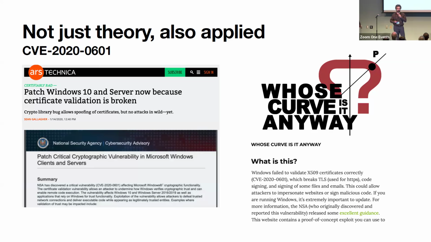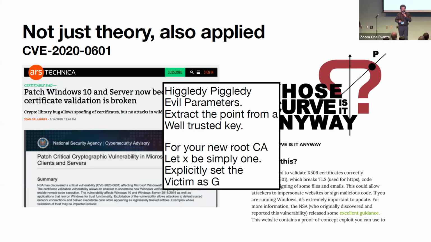And a lot of ink was spilled explaining exactly how you might exploit this. Lots of effort would have been saved if they had only used my summary. Higgledy-piggledy, evil parameters extract the point from a well-trusted key. For your new root CA, let X be simply 1, explicitly set the victim as G. That is literally all you need for that attack.